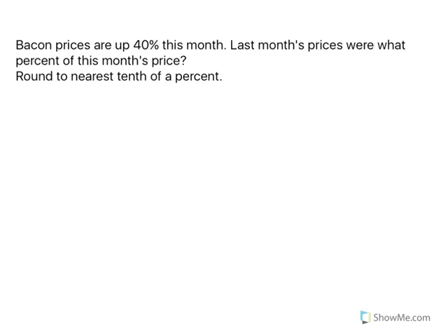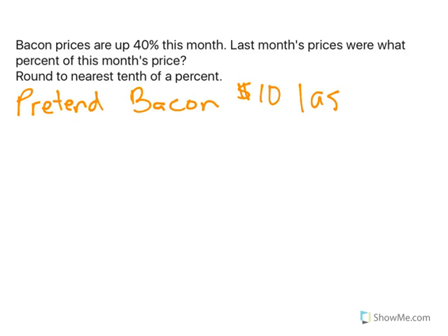So the first thing that I'm going to do, I like to work with concrete numbers, so I'm going to pretend that bacon was $10 last month. It doesn't really matter what it was. I like to use a number that's easy to deal with. $10 is easy to deal with.